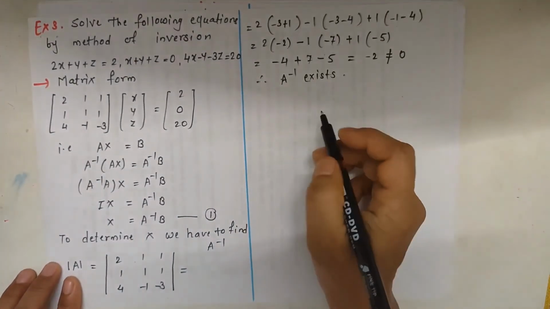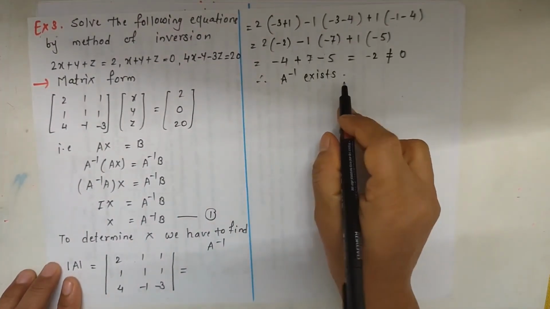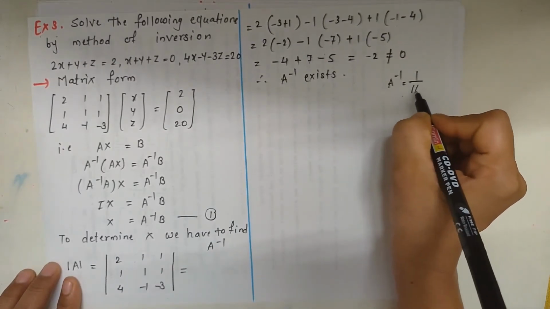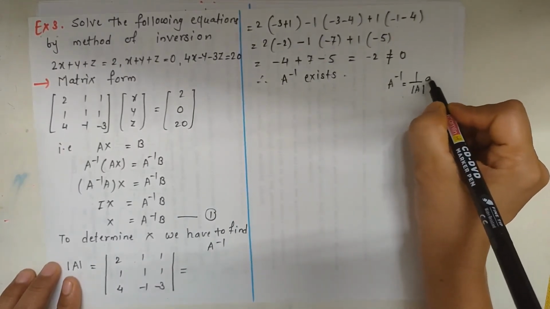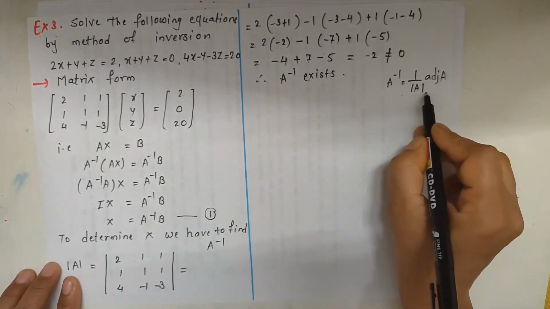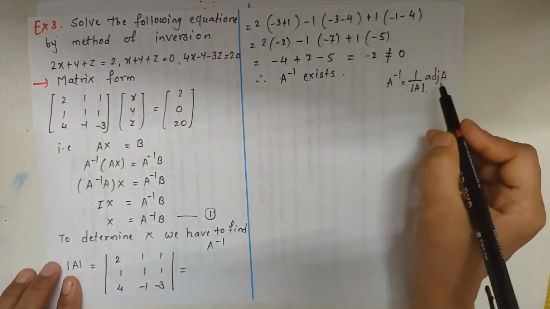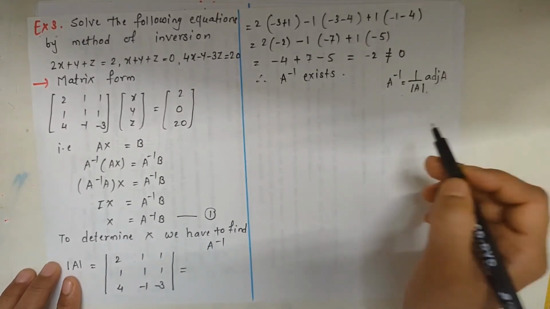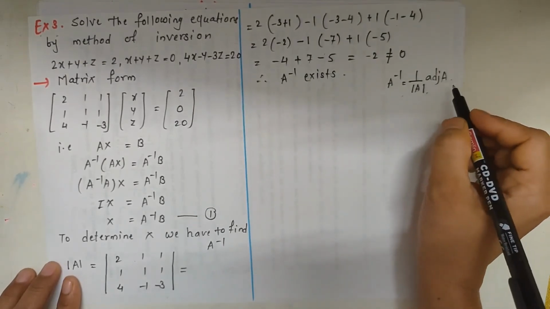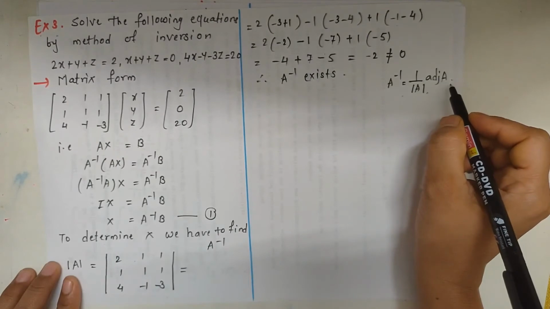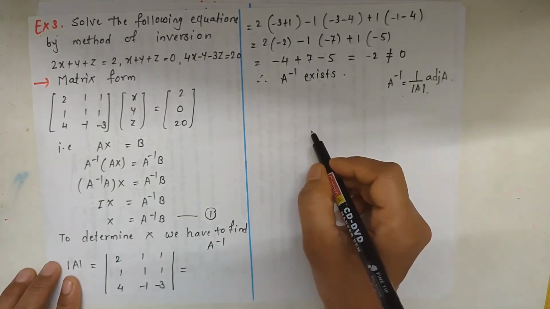Now by the adjoint method, A inverse can be obtained by using the formula A inverse is equal to 1 upon determinant A into adjoint A. The value of determinant A is equal to minus 2. Now we have to find the adjoint A matrix. Before finding the adjoint A, we have to calculate the cofactor matrix.